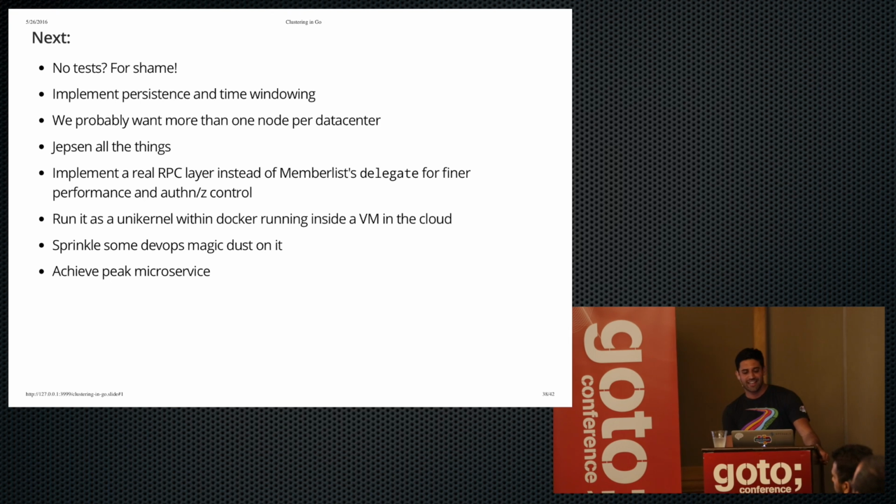After tests for that thing, I would probably implement some form of persistence and time windowing. One counter that just goes up forever is probably not that useful. I would also implement more than one node per data center. Again, this is just my laptop, so it's a very small and cheap data center. But if we actually cared about it being an AP system and being available, we would put lots of these things in every local data center and allow them to sync.